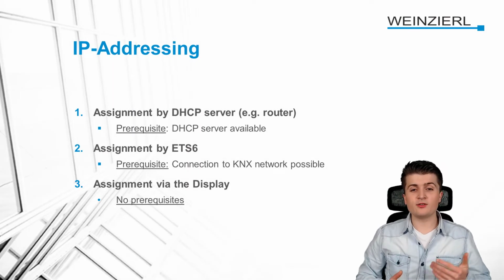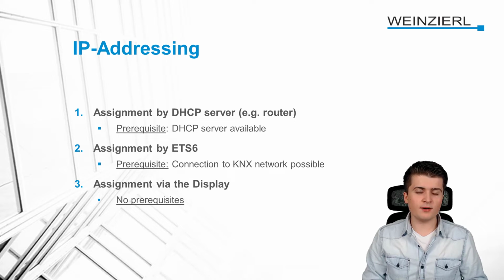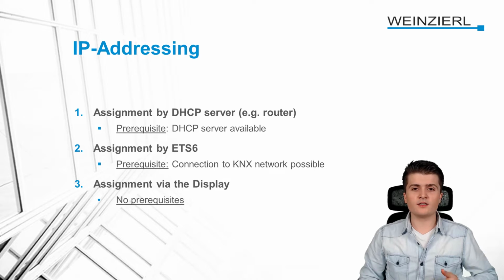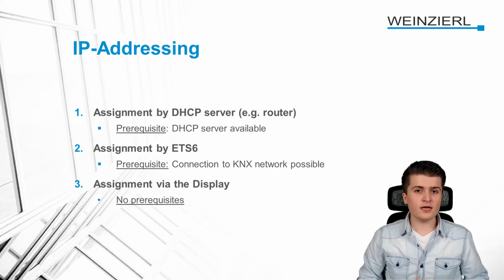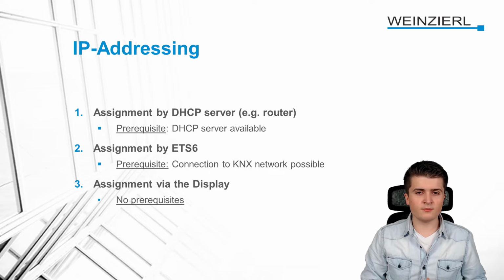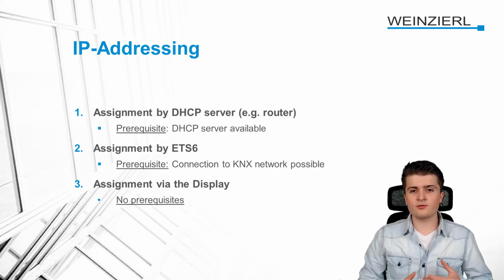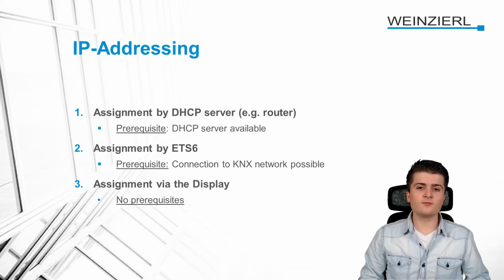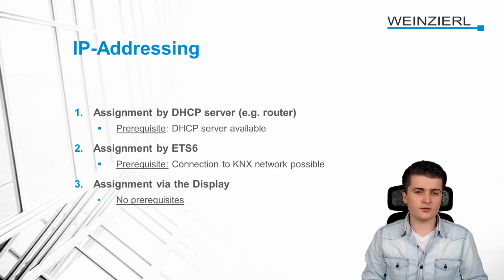Now, in order to be able to access the web server of the KNX IP BAOS, it first of all has to get an IP address. There are three options available. The first option is also the default option. After the startup of the BAOS, it will check the network if there is a DHCP server available. If this is the case, then it will request an IP address from this DHCP server, which typically is your router. In order for this option to work, there has to be a DHCP server available in the network the BAOS is connected to.